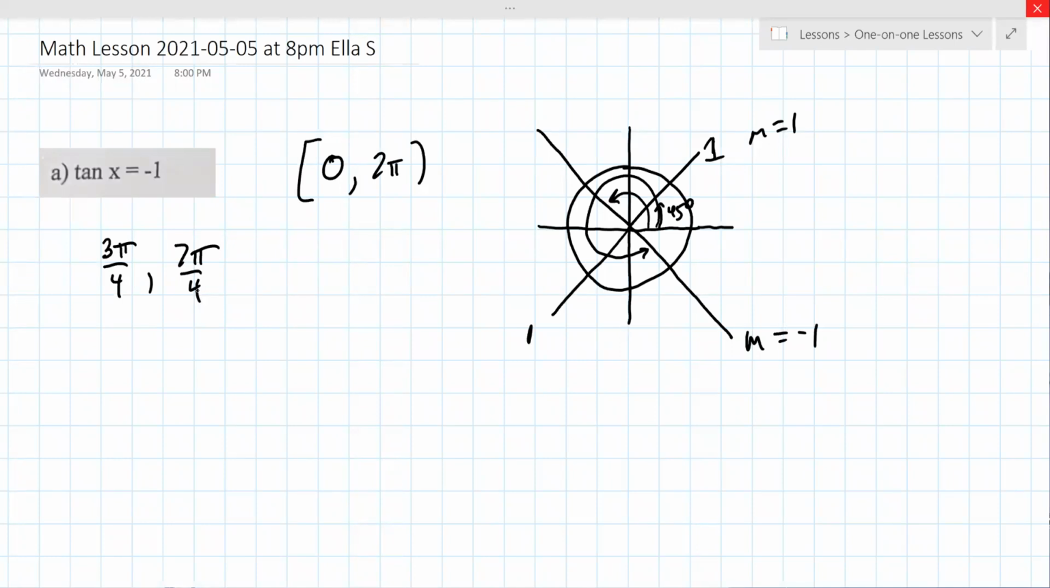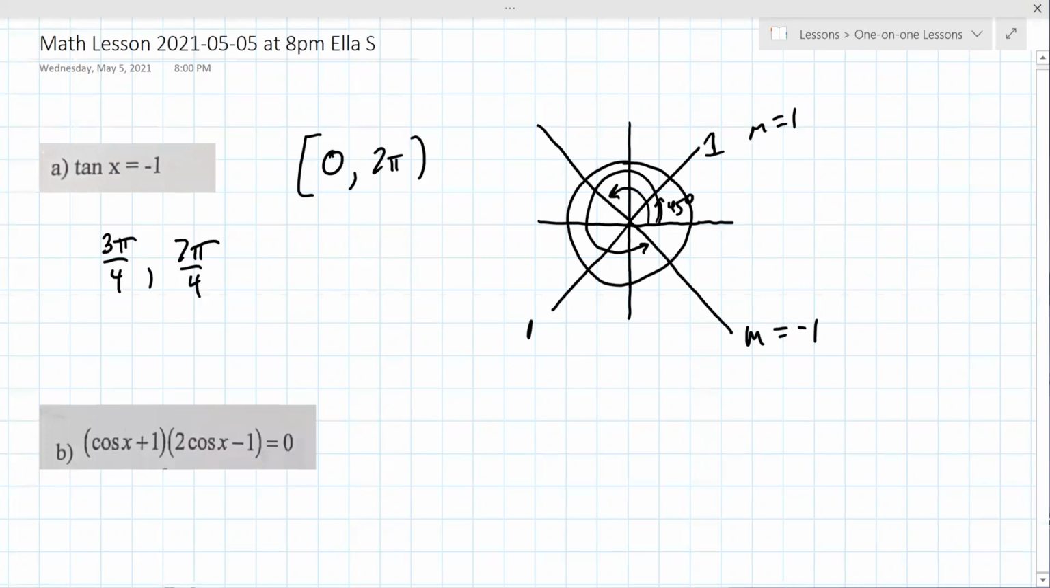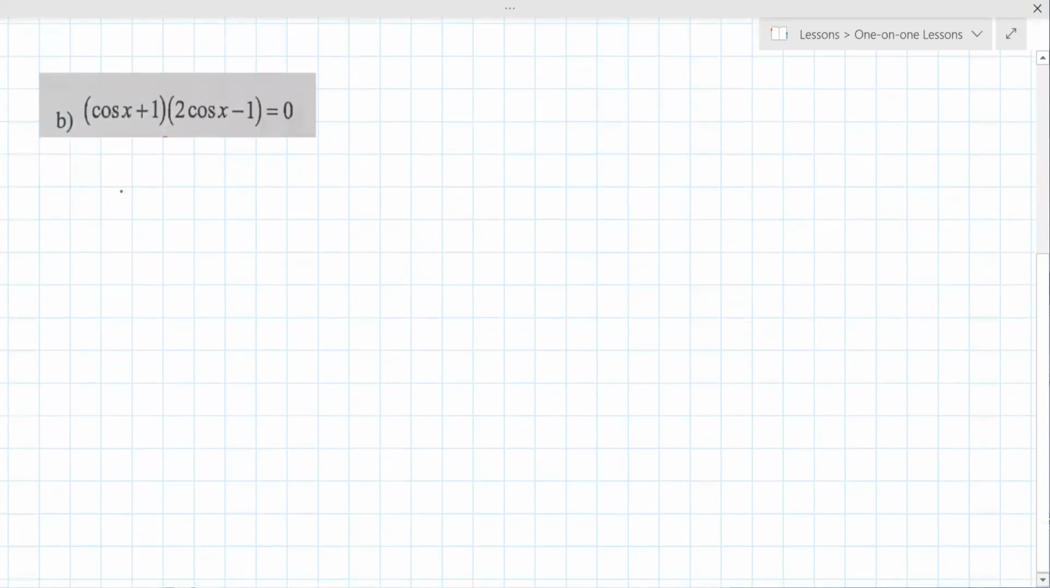There's really no work for this beyond that. Okay, part B. Part B uses the zero product property. This is something you learned in previous classes. In short, you just set each of these equal to 0. Cosine x plus 1 equal to 0, and 2 cosine x minus 1 equal to 0. And then you solve each of these.